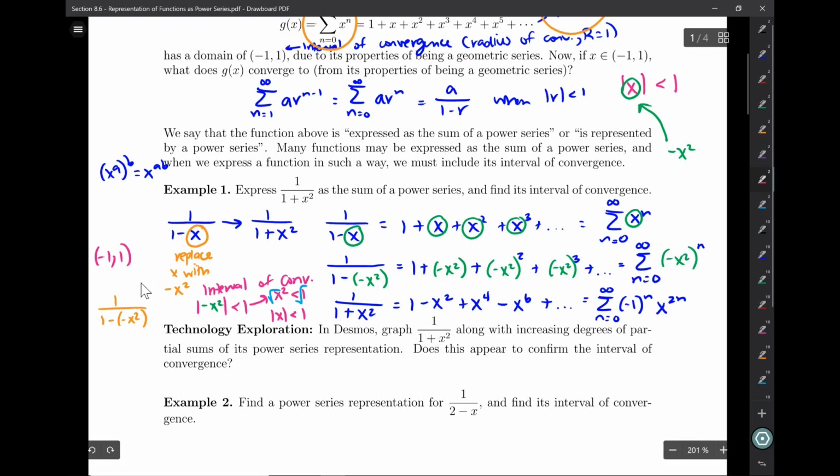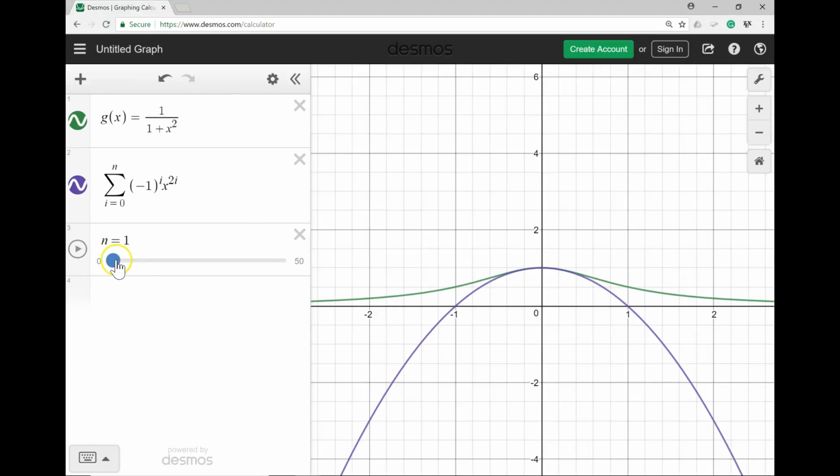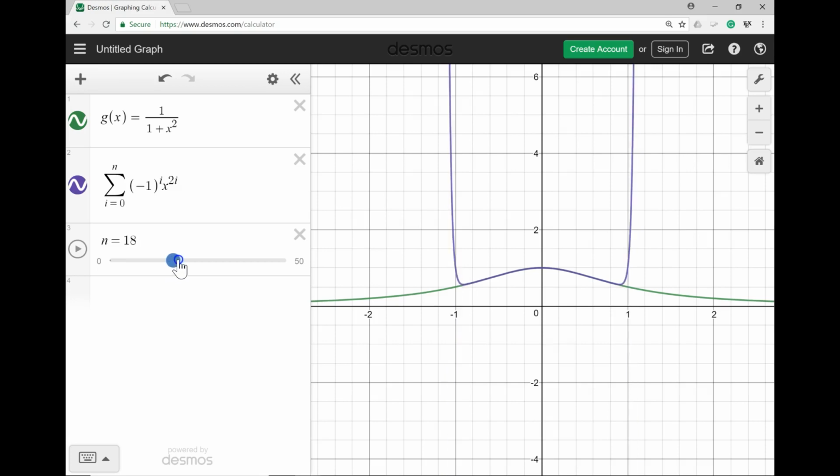So the 0th partial sum is 1, then the first partial sum is 1 minus x squared. The second partial sum is this, and then the third partial sum. So you can see we're getting pretty good accuracy here, even with small n values. You can see it flipping up and down based on the even versus odd. But it appears to be getting better. It's fitting the curve even better as we go. But it never seems to improve from -1 to 1, does it?